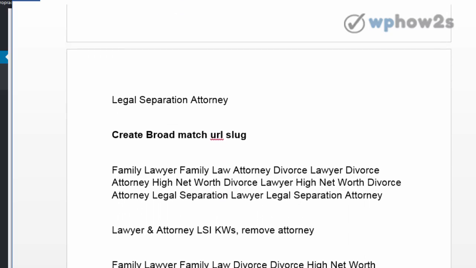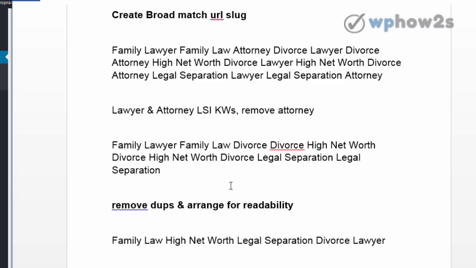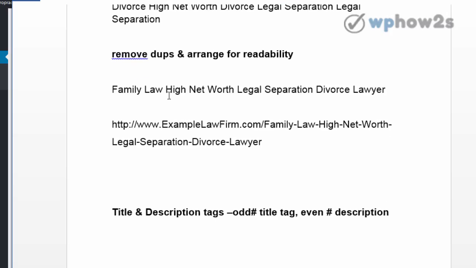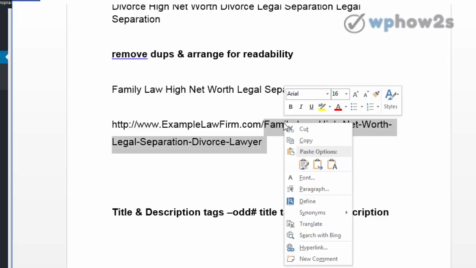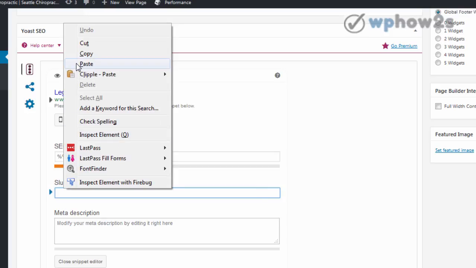So the first thing we are going to do is create what we call a broad match URL slug. Here are all the keywords that we found for our group, all laid in a row. We're going to remove attorney because lawyer and attorney mean the same thing semantically. So now this is what we are left with. Then we are going to remove duplicate words and rearrange things for the best readability. So we come up with this: family law, high net worth, legal separation, divorce lawyer, kind of a mouthful here. So this would be our slug for the page that we are going to do based on this group of keywords. I'm just going to copy that, and I'm using the Yoast SEO plugin, of course, for our example here. I'm going to paste in our slug right here.